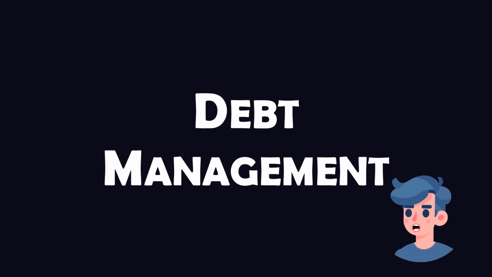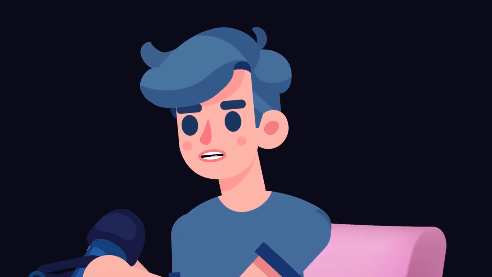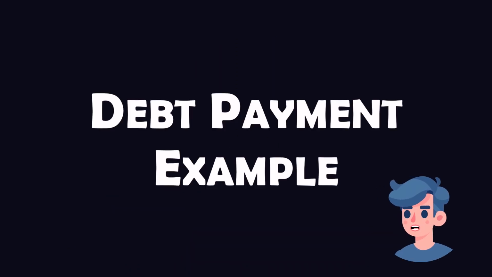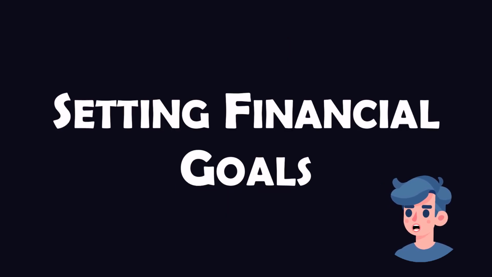Debt management is another critical component. High-interest debts, like credit card balances, can quickly spiral out of control. It's important to prioritize paying off high-interest debt as soon as possible. Consider a scenario where you have a $5,000 credit card debt at an interest rate of 18% per annum. If you only make the minimum payment, it will take longer and cost more in interest. However, if you allocate more money towards paying off this debt each month, you'll save on interest and clear the debt faster.